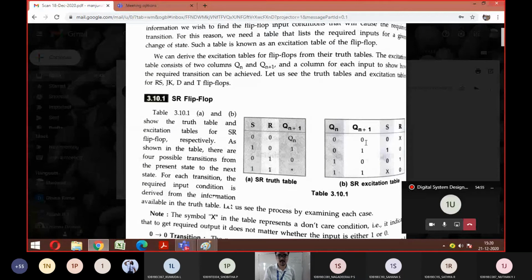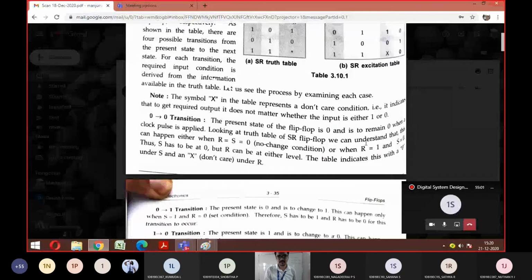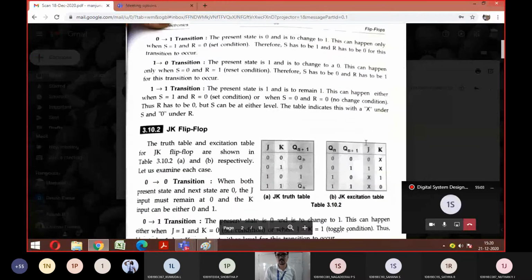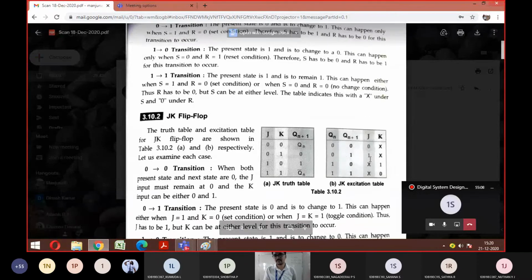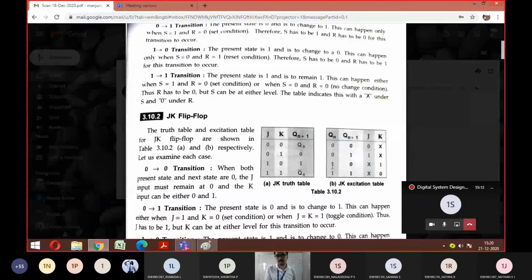Is it visible? Yes, sir. So in the same way we have a table for each flip-flop. Let me scroll to your JK also. This is what I'm asking for. See, if you know this table, then from this we just need to write the equation. That's it. Look at the table now, the truth table.